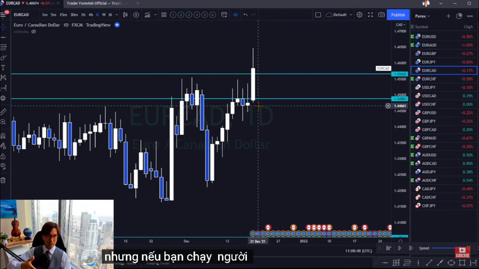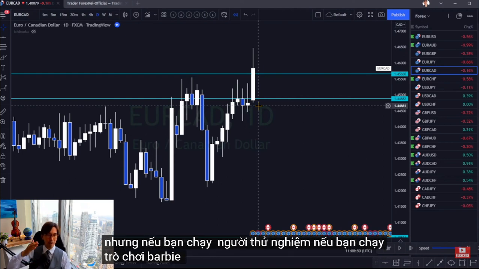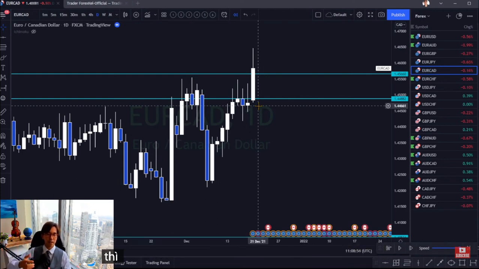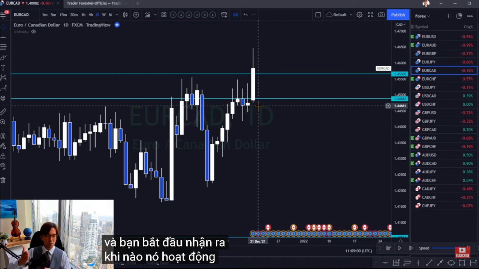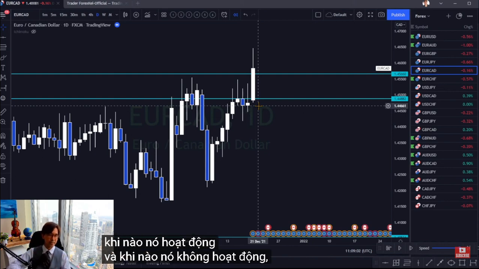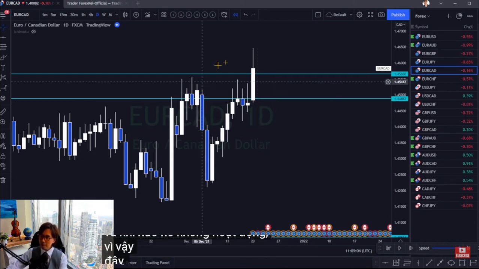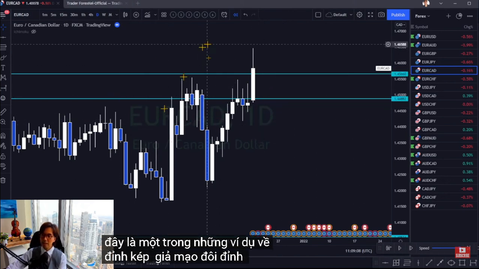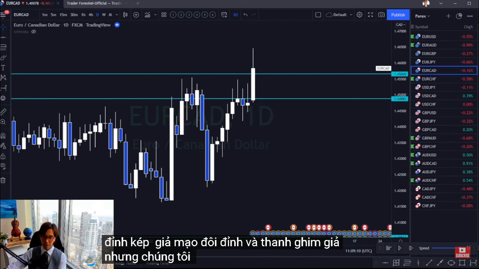But if you run the tester, if you run this bar replay without seeing the future candles, then you know the reason why it doesn't work. And you start to realize when it works and when it doesn't work. So this is one of the examples about the fake double top and fake pin bars, but we see many examples like this.